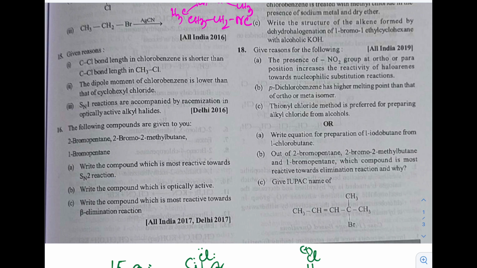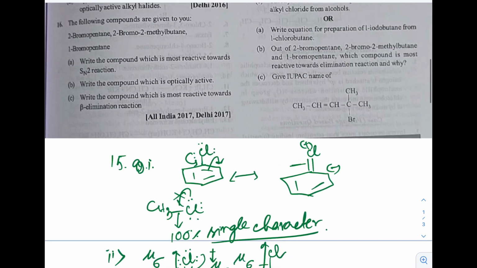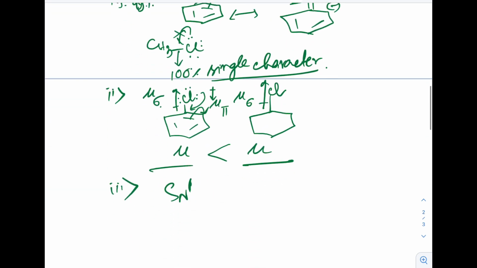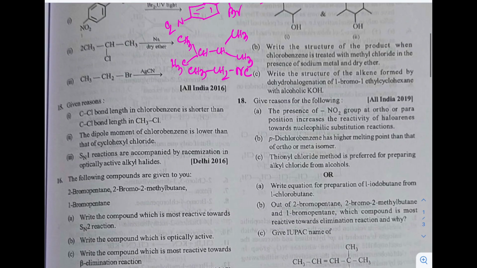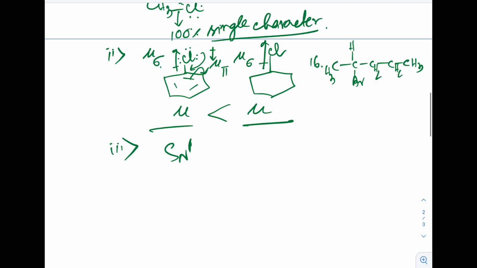Next question 16. The following compounds are given to you: 2-bromopentane, 2-bromo-2-methyl-butane and 1-bromopentane. So what we have to do at first is draw each and every structure. 2-bromopentane, this one. 2-bromo-2-methyl-butane.